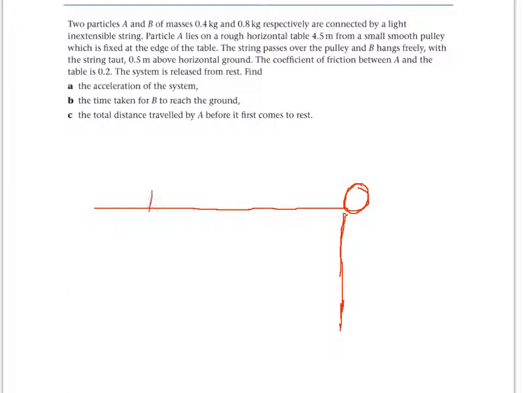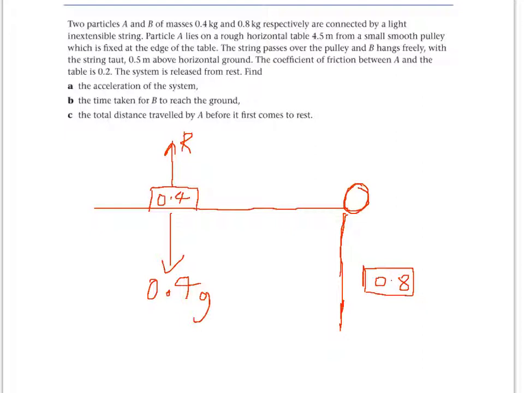And we've got our mass 0.4 kilograms. Now obviously its weight is 0.4 G. And from the table there's going to be a normal reaction. Also we've got our particle B that's hanging over here with 0.8, and its weight is going to be 0.8 G. Let's just label the two particles so we don't get confused. So this one here is A and this one is B.